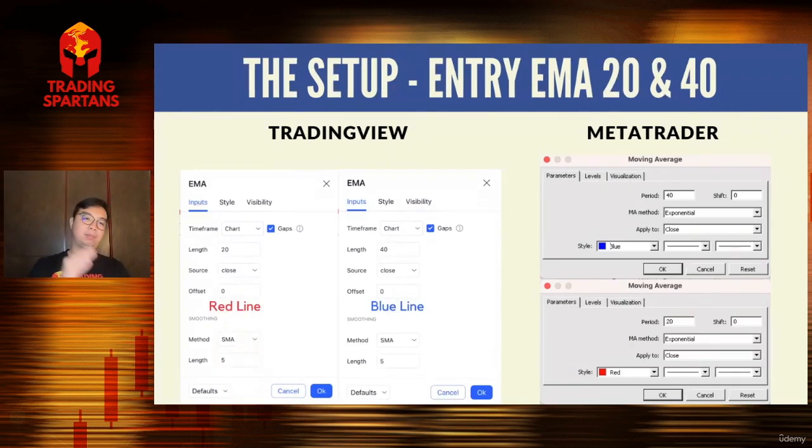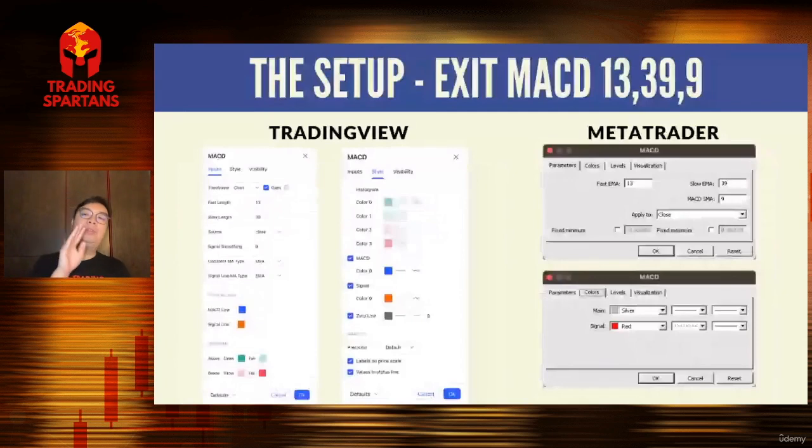Next, you will need the MACD as well. Okay, so MACD basically stands for the moving average convergence divergence. And use these numbers. Go to a MACD, either on TradingView or MetaTrader. The default isn't 13, 39, 9. So I suggest you change the numbers for your MACD to 13 for your fast EMA, 39 for the slow EMA, and 9 for the MACD moving average, the SMA.